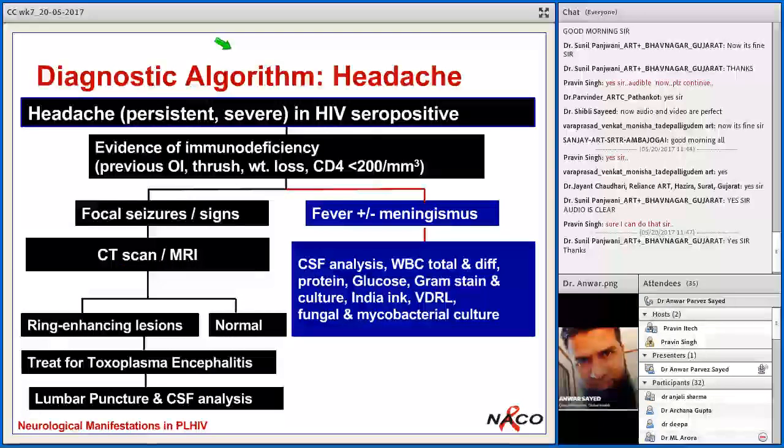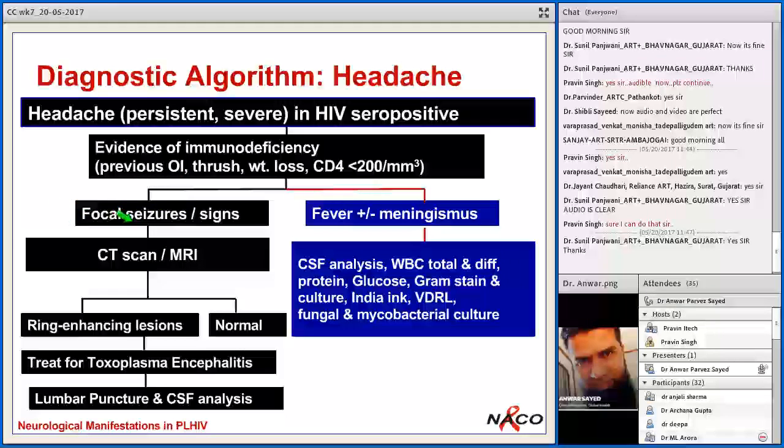So as an algorithm, if a patient walks in with headache, and it is persistent, in a PLHIV, there is evidence of immune deficiency, that is previous OI, thrush, weight loss. Then like I said, we need to divide this into two categories: fever with signs of meningism, and focal seizures or signs, that is signs of focal neurological deficit along with seizures.